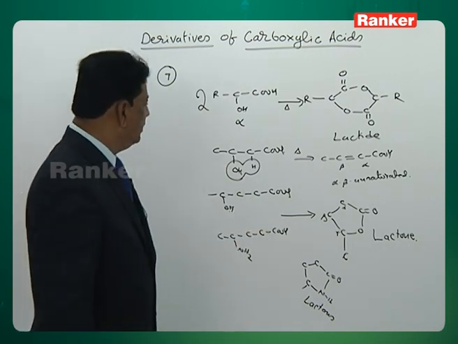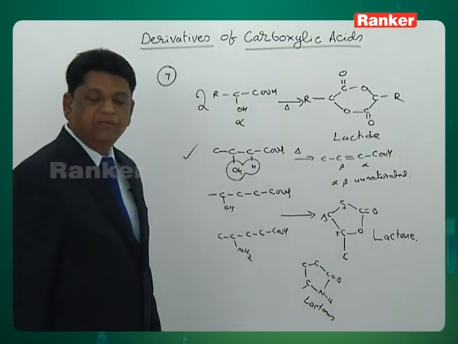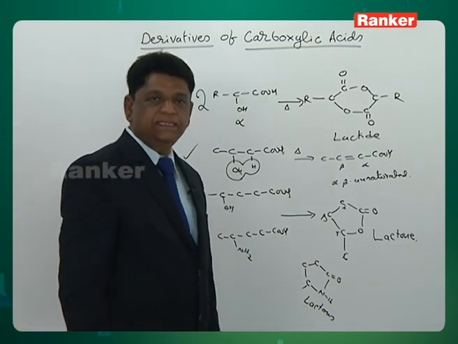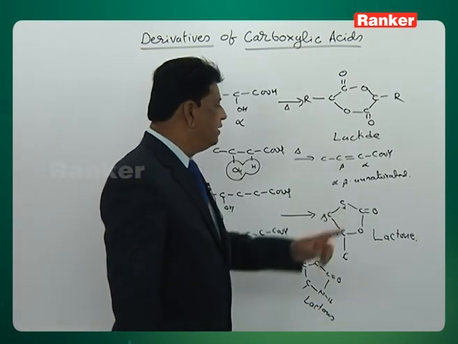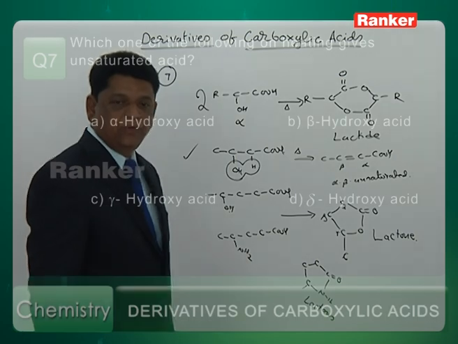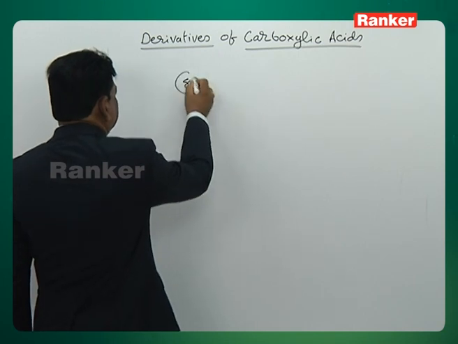This is the theory. So, the question is asked on the alpha beta unsaturated acid. Therefore, the beta hydroxy acids undergo this type of formation of the alpha beta unsaturated acids. So, option B is the right answer. Let us go to the next question.